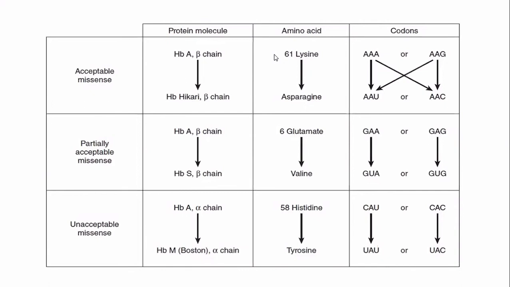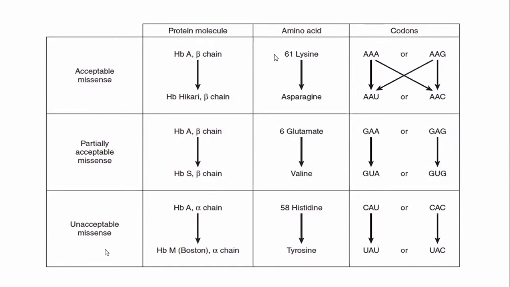On the 6th position, si glutamate napalitan ng valine. So ang nangyayari, yung structural abnormality ng hemoglobin, pag deoxidize, nagsisikel siya. That means abnormality na siya na nakaka-produce ng disease talaga. Then lastly, your unacceptable missense. This is not a nonsense, ha? This is a missense mutation. Okay? It still codes for your amino acid. It does not code for a stop codon.